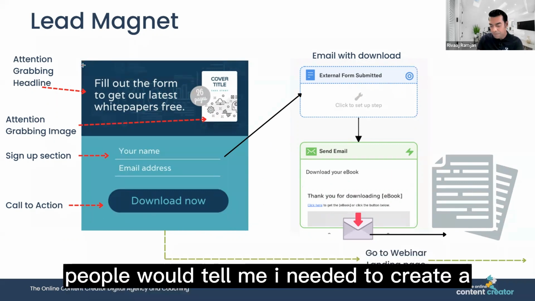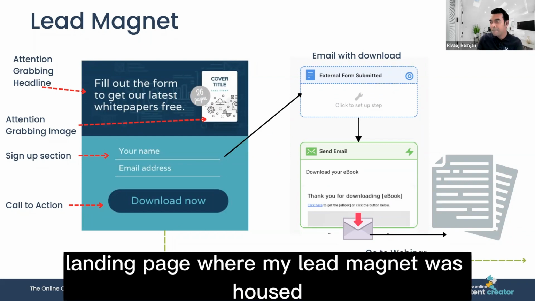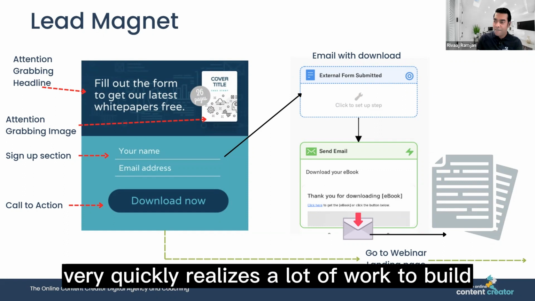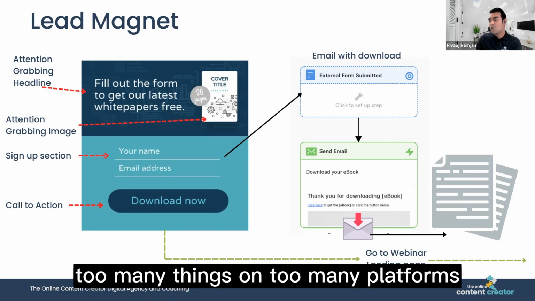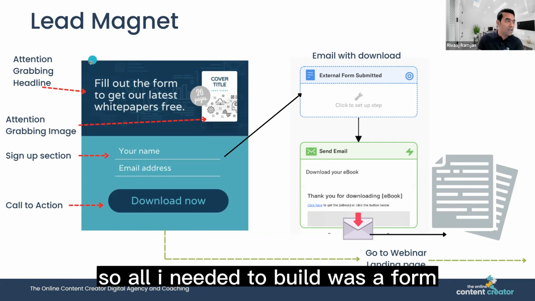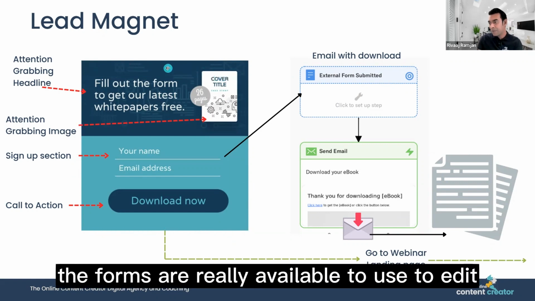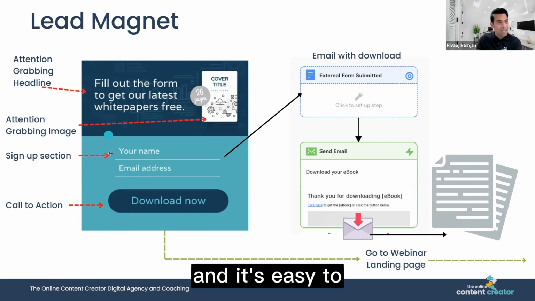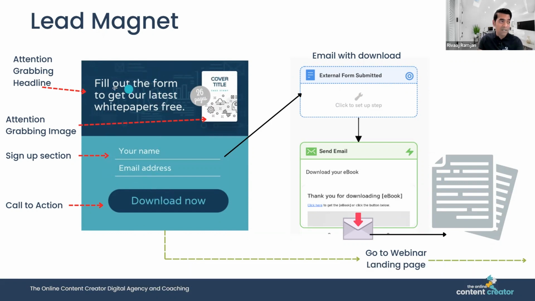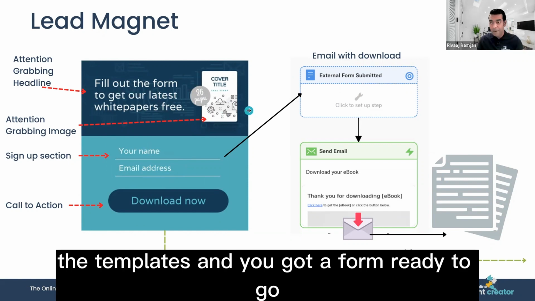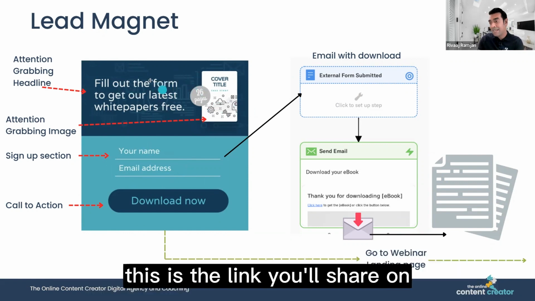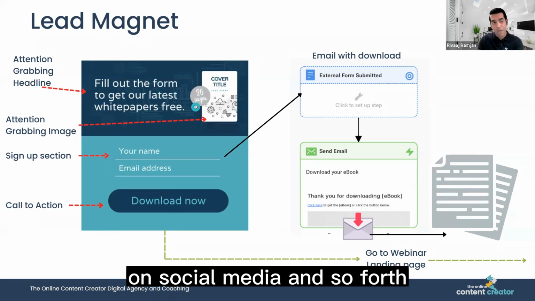So in the past, people were telling me I needed to create a landing page where my lead magnet was housed. Very quickly, I realized there's a lot of work to build too many things on too many platforms. So all I needed to build was a form. And in any platform that you use, the forms are really available to use and easy to edit. A few quick tweaks to the forms, the templates, and you've got a form ready to go, and you'll share the link. This is the link you'll share on social media and so forth.